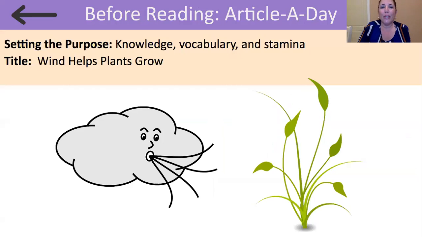So today we're going to do our article a day by reading Wind Helps Plants Grow. And from looking at this picture, I can see it looks like we have our wind here. And what does that wind look like it's doing? What could the wind be doing to this plant over here? Well, if you said blowing, I think that you're right. It looks like the wind blows the plant. Okay, let's try and do that now.